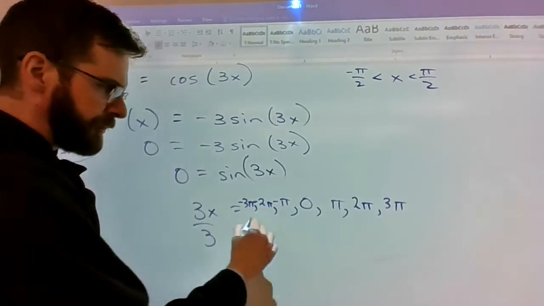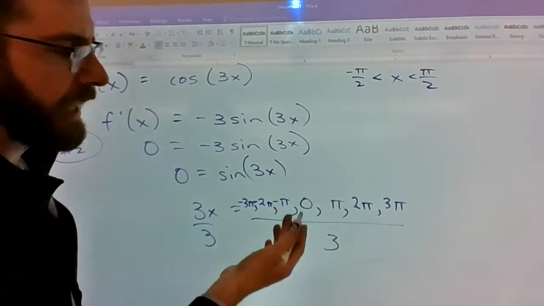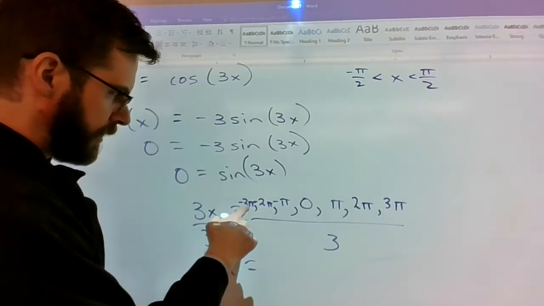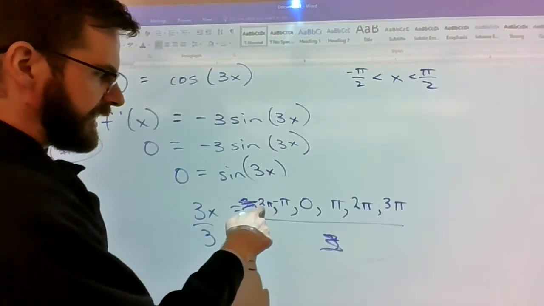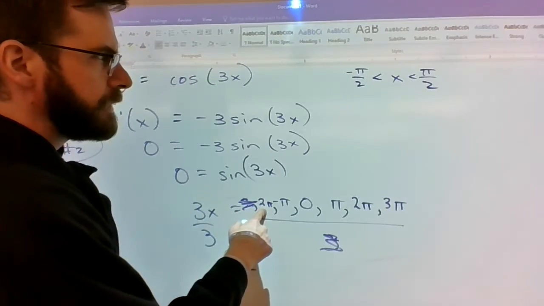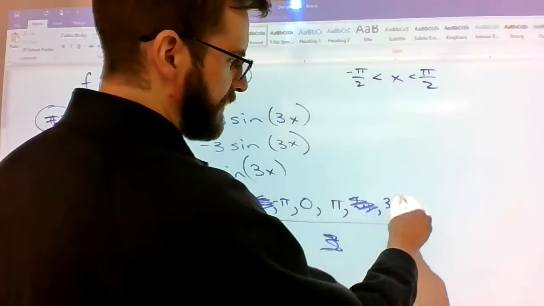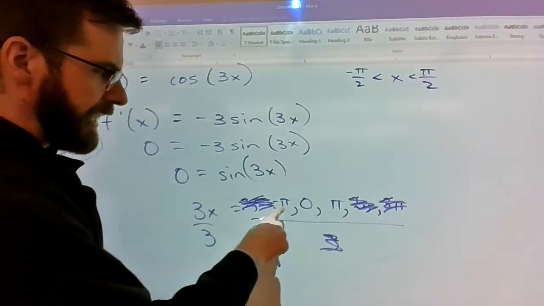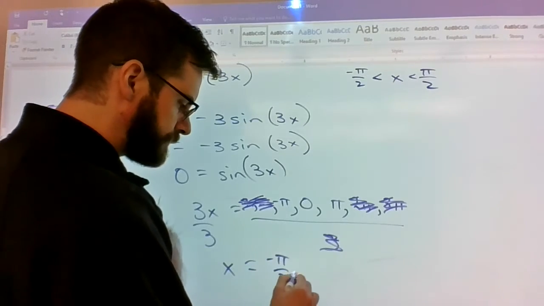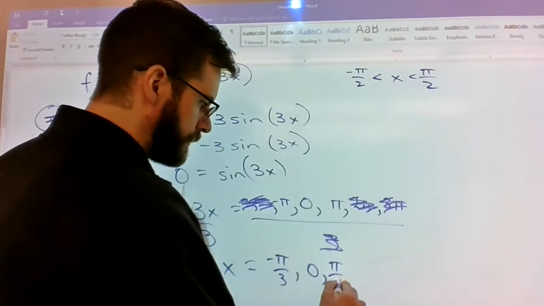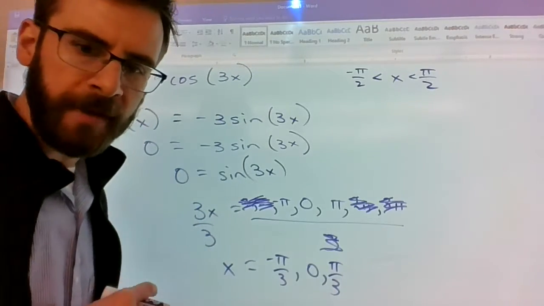And if you divide by 3, that'll tell us who actually does live in between negative pi over 2 and pi over 2. So this is just going to be negative pi, which is out of bounds. Negative 2 pi over 3 is further, so that's out of bounds, which means these are also out of bounds. So negative pi over 3, 0 over 3, and pi over 3. These are our critical numbers for our potential max or min values.